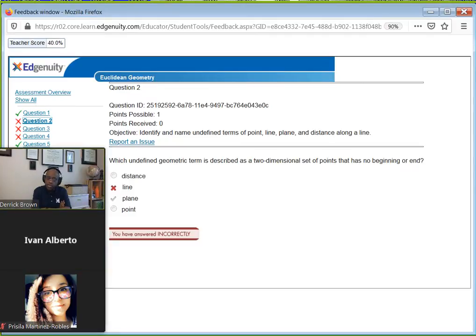Well, with this one, this is just a definition question. So if I would advise you to do anything here, it's to go to your notes and make sure that somewhere in your notes you define a plane the way they do in this question. Two-dimensional set of points, no beginning, no end. Because if I were writing your next quiz, you would see this one again because I know it's fundamental. So I would want to make sure that you get this one.